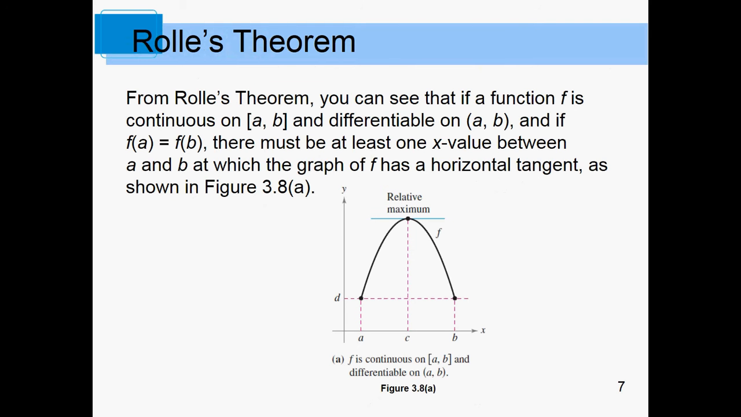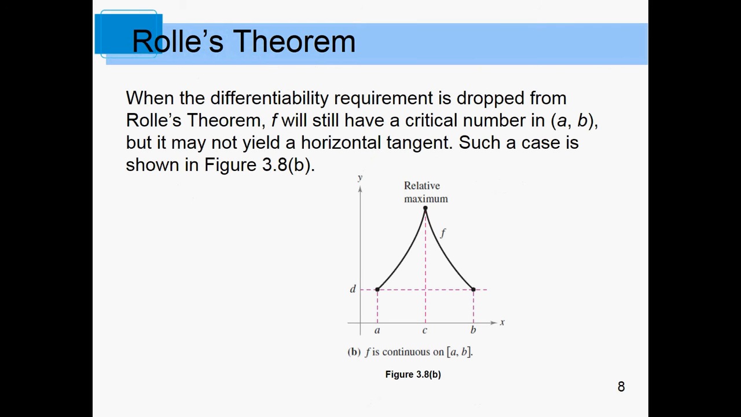We'll see a picture of it. f of A and f of B are the same value, right? If those values are the same, and we're talking about a continuous function that's differentiable, then we know that somewhere between them, whether it goes up, down, whatever, there has to be at least one point in there where we have that peak or valley.